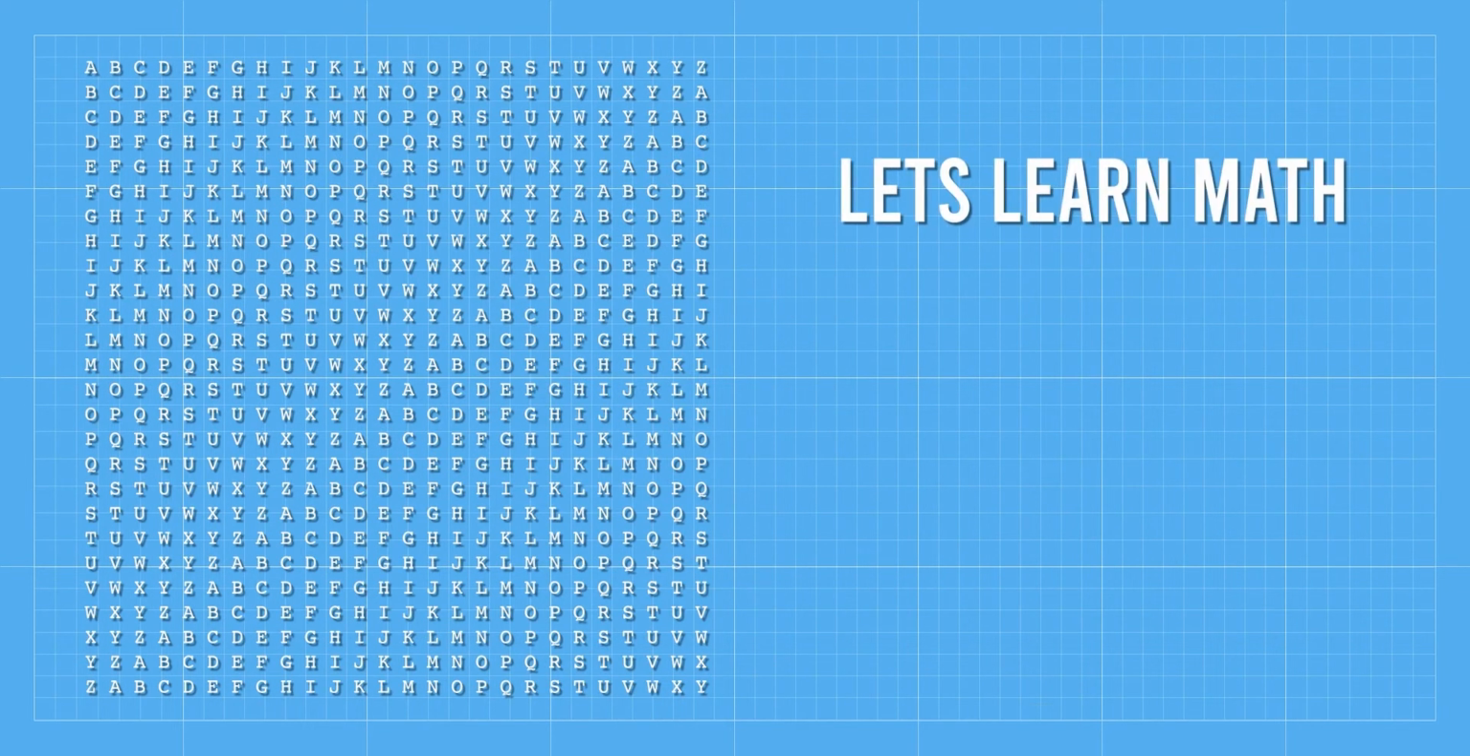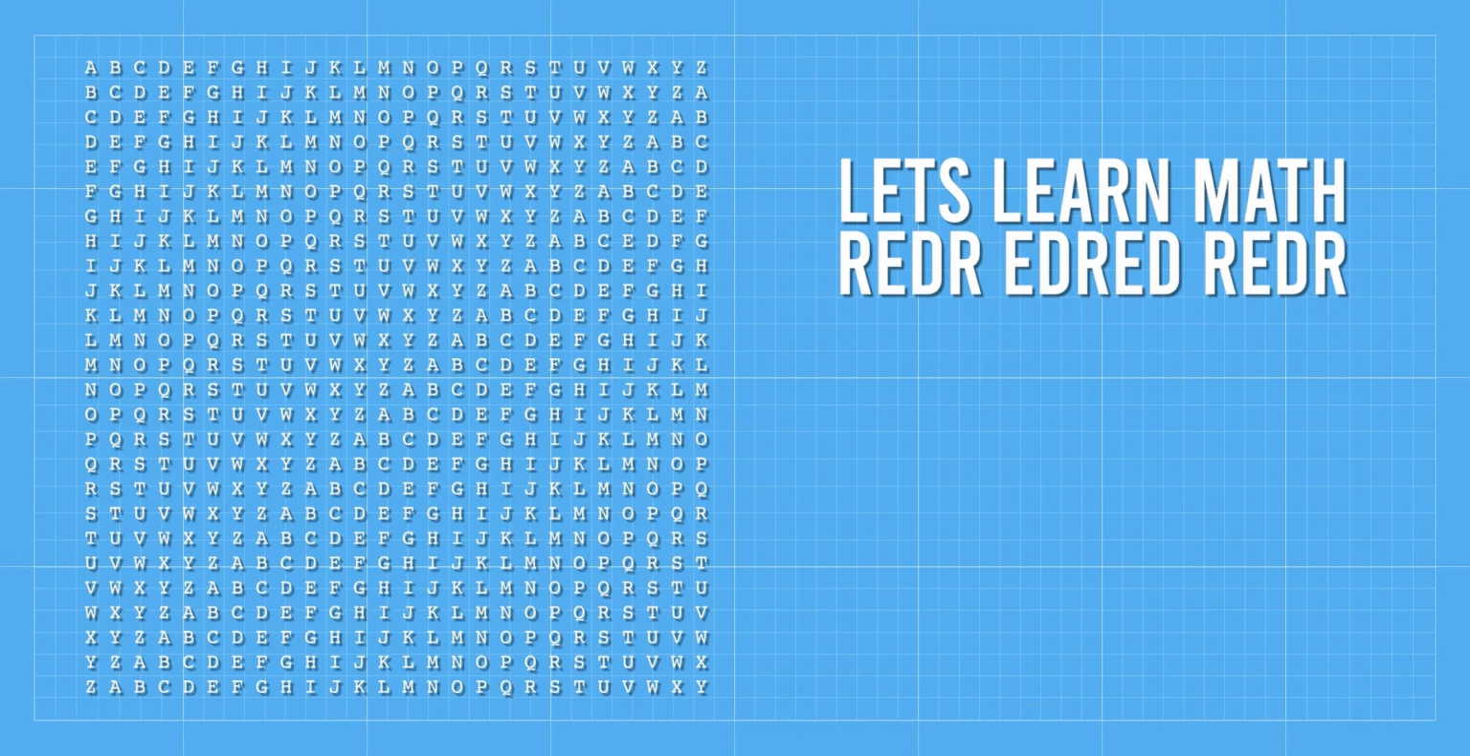Next, we have to have a key. Let's use the word red. Since red is just 3 letters, we need to write it multiple times until the whole message has an assigned letter to it, like this.